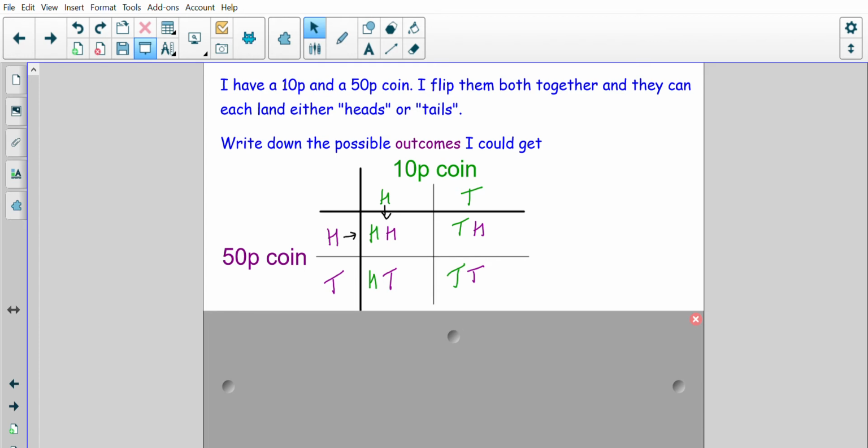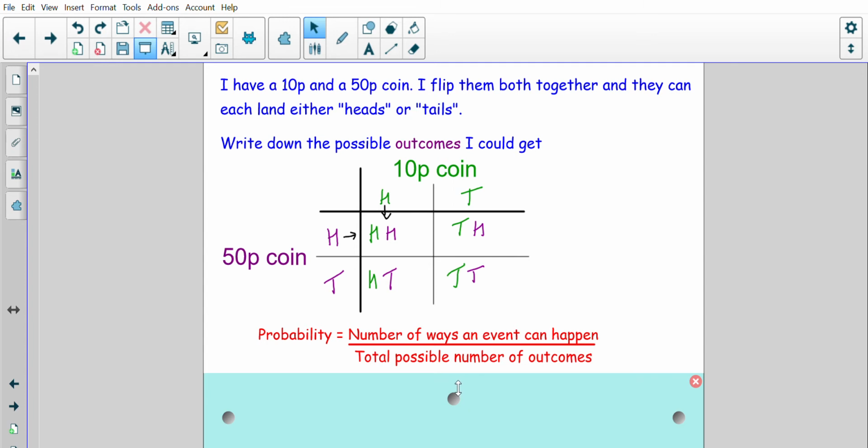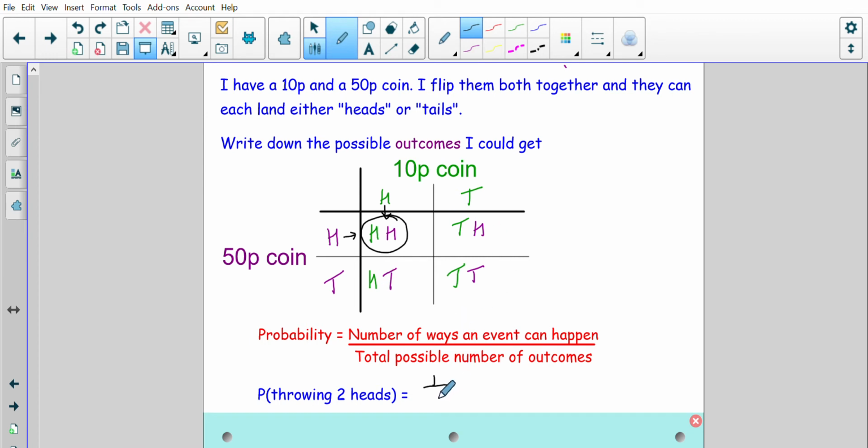Now I've got my table, I can use that to work out probabilities. If we remember, the probability is the number of ways an event can happen over the total possible number of outcomes. So if, for example, I wanted the probability of throwing 2 heads, what is the number of ways that event can happen? Well, in my table, there's my 2 heads, so it's just one way. The total number of possible outcomes, there are 4 because I have 4 entries in my table. So the probability of throwing 2 heads is 1/4.